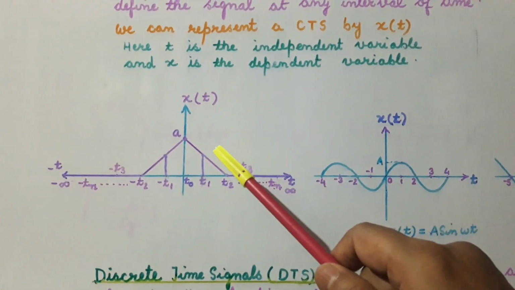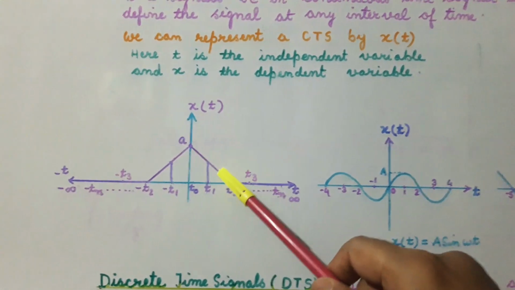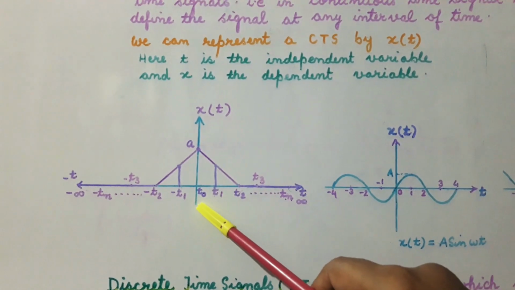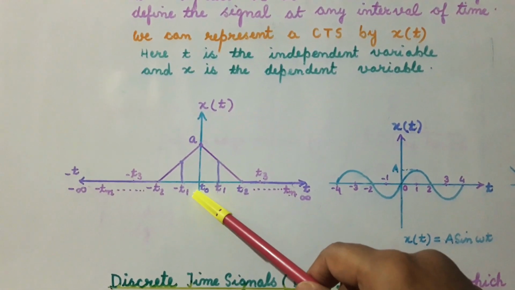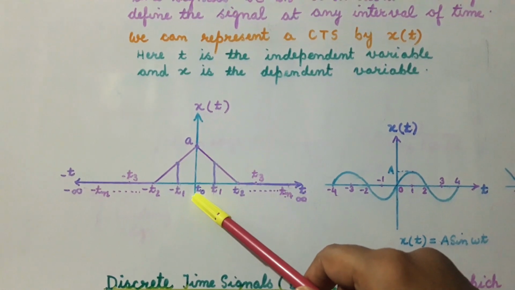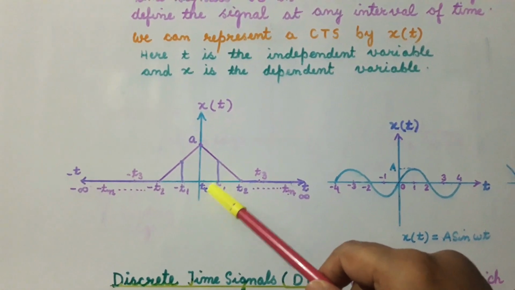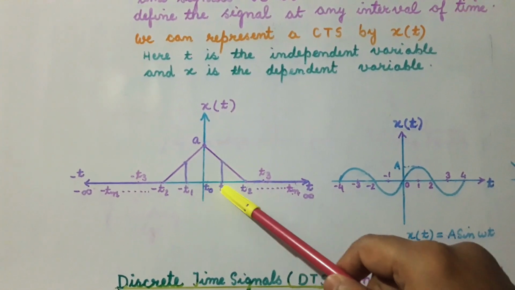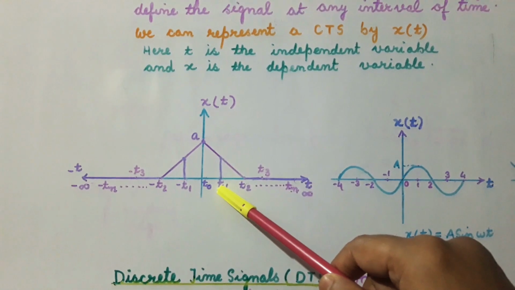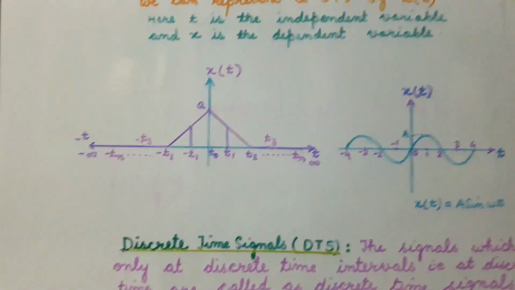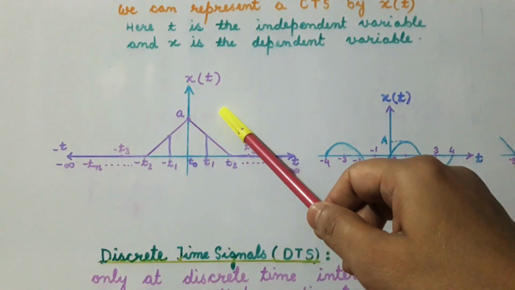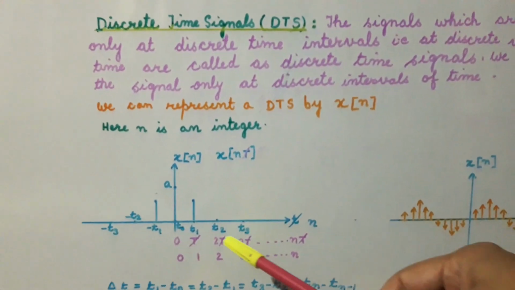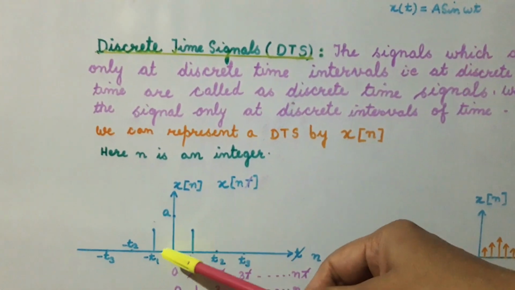So, if we want to find the value of the discrete time signal between the time t1 and t0, then we cannot find its value because it is not defined inside this interval. So let us draw a plot of the discrete time signal from this continuous time signal, which will come out to be as shown in this figure, because it is defined at t0.